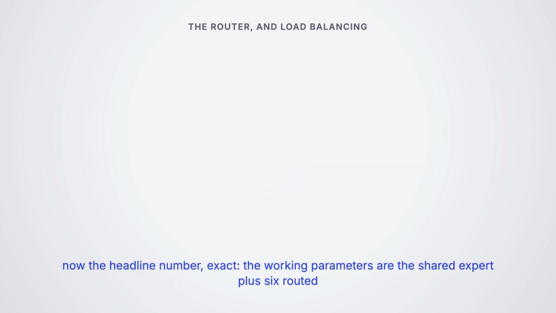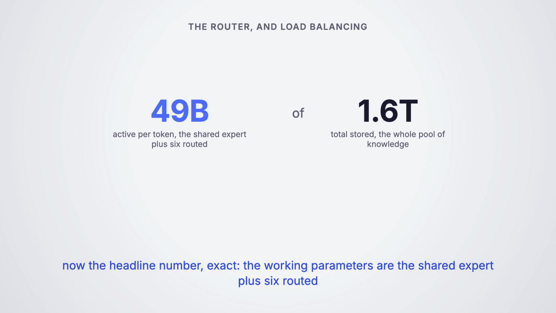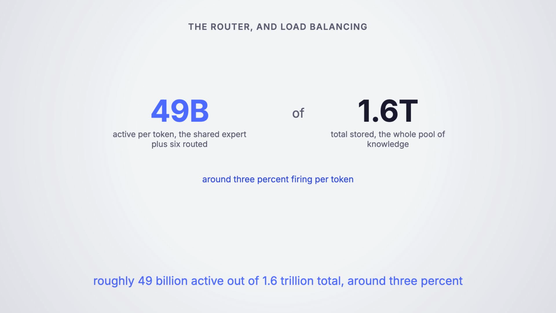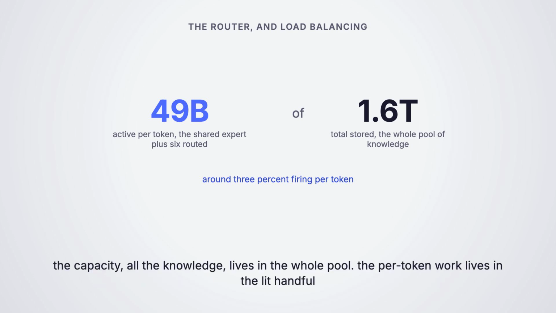Now the headline number, exact. Per token, the working parameters are the shared expert plus those 6 routed experts. Roughly 49 billion active out of 1.6 trillion total, around 3%. The capacity, all the knowledge, lives in the whole pool. The per-token work lives only in the lit handful.